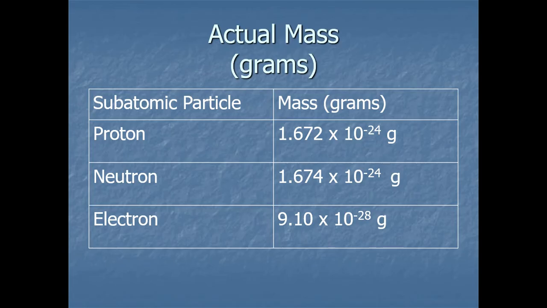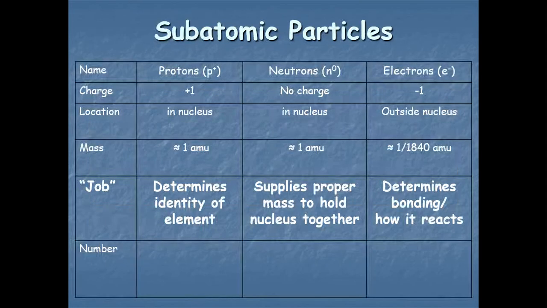So what does each one of the particles do? Well, the protons identify the atom. So the number of protons will tell you what atom you have. So for instance, carbon has 6 protons, but nitrogen has 7. Adding a proton or subtracting a proton is going to change the identity of the atom.